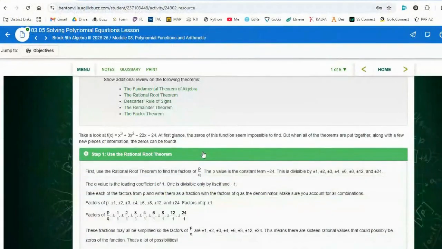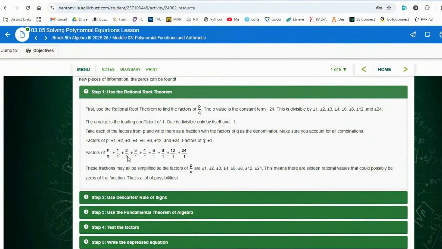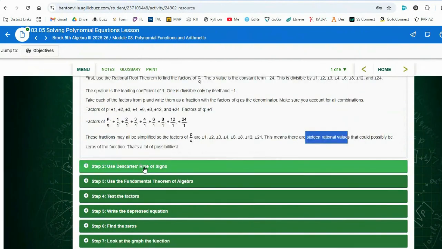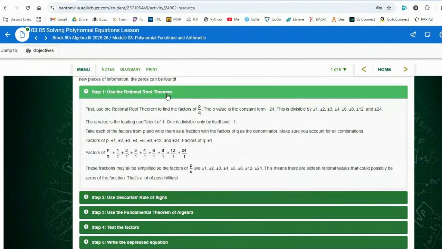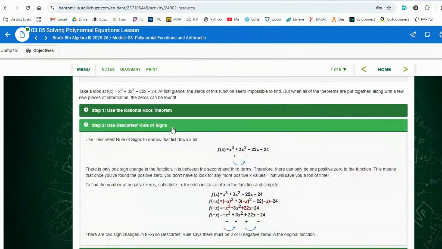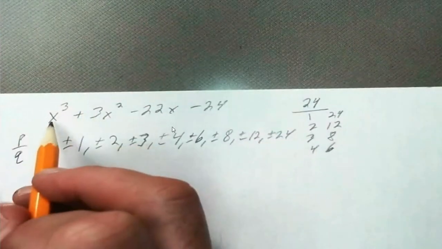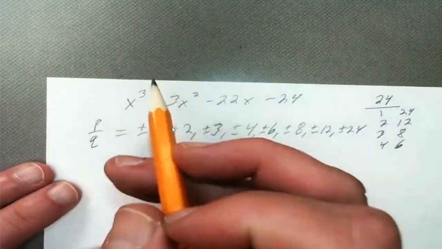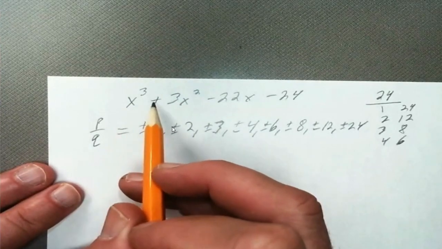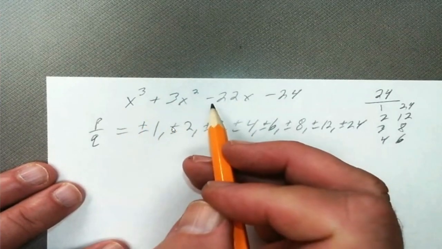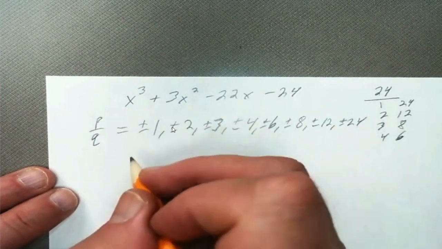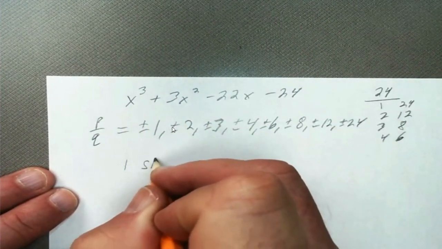Right. So that's the first thing they did. They broke it down to plus or minus 1, 2, 3, 4, 6, 8, 12, or 24. So there are 16 possible values. So next, we use Descartes' rule of signs. Close that. Descartes. Let's do that. So we said, okay, if we count how many sign changes there are, so this goes positive, positive, positive, negative. There's a sign change. Okay, so there's one sign change.